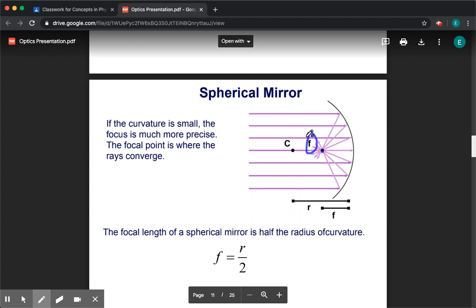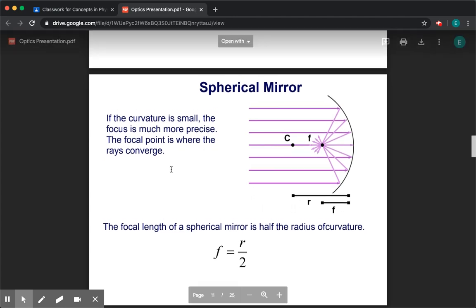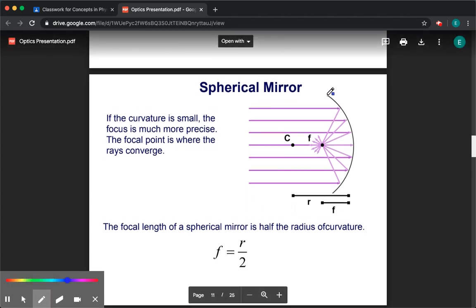F stands for focal point. The C stands for the center of curvature. So if we finished drawing this sphere, C would be the middle of that sphere. That's what the C and F stand for.